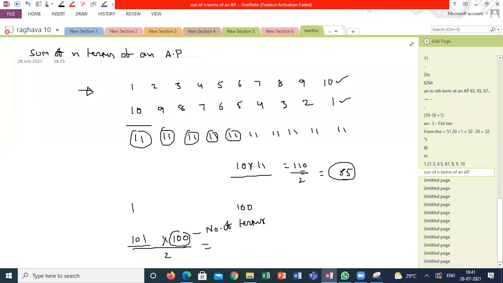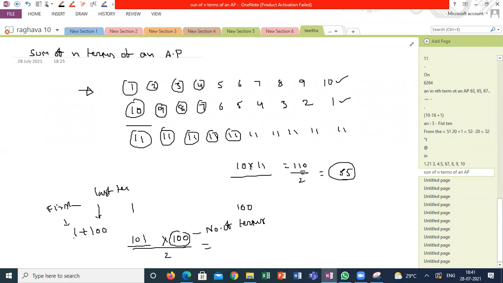This 101, how can I write it? 1 plus 100. 1 is the first term, 100 is the last term. See here, the second term with the second term from last, the third term with the third term from last, the fourth term with the fourth term from last, the first term with the first term from last. This is the sum of the first term and the last term.